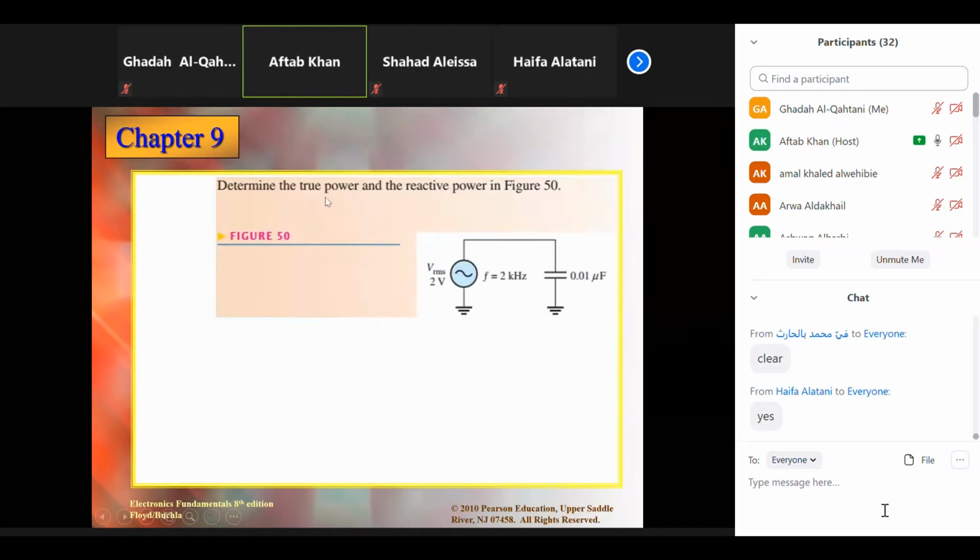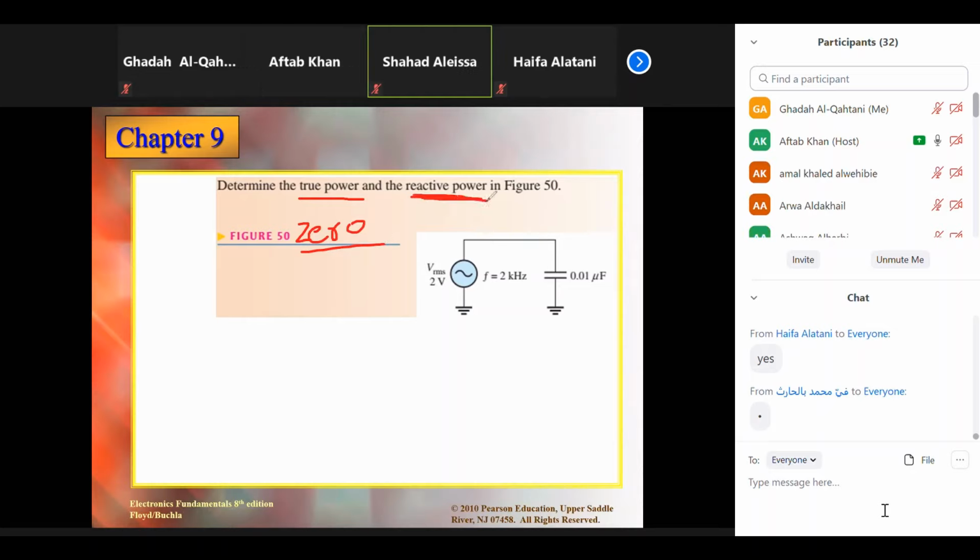Maybe we have a question to understand this point. Determine the true power. If I ask you for the true power, girls, what should be your answer? Straightforward. I just explained to you, a capacitor does not dissipate any power. So true power is always 0. Is it true or not? Correct? Yes, 0. But it has reactive power.